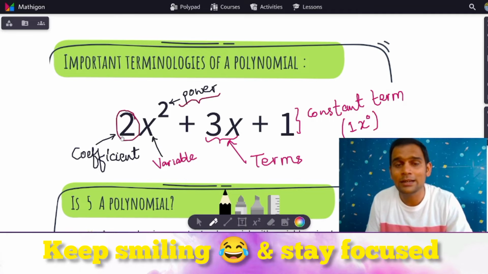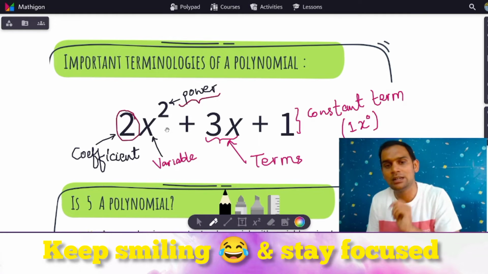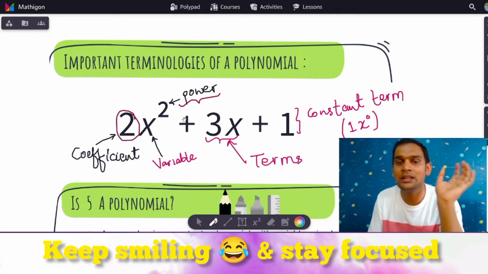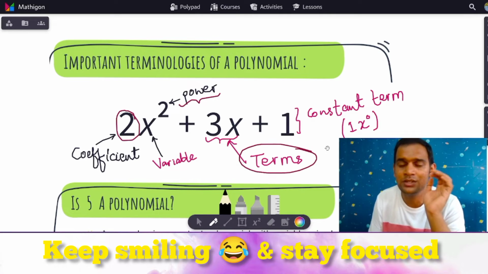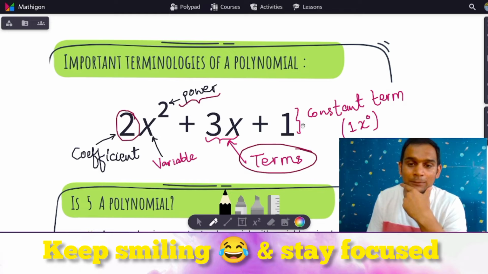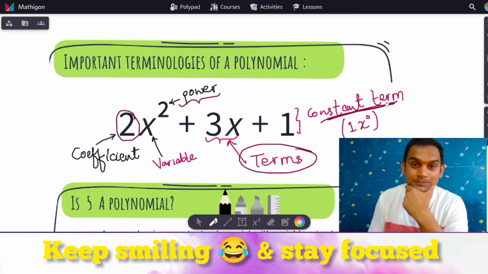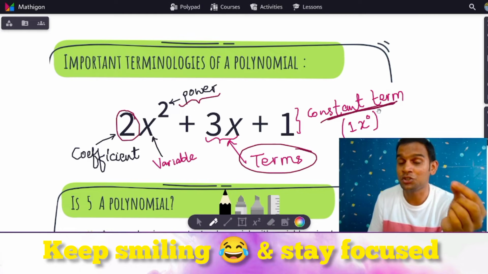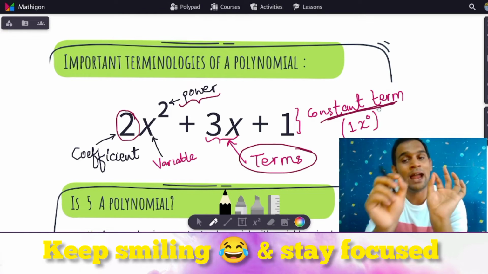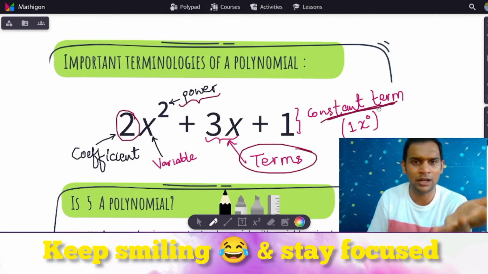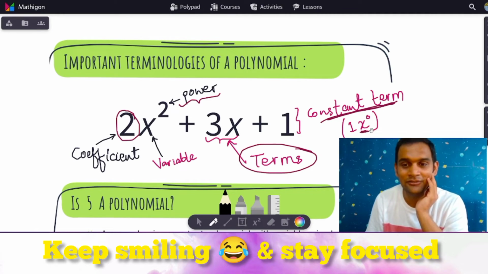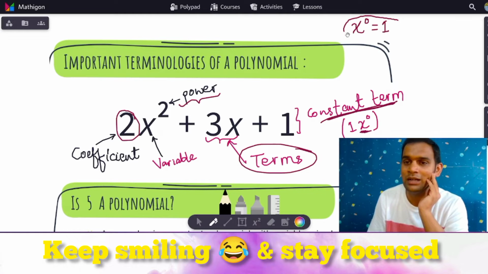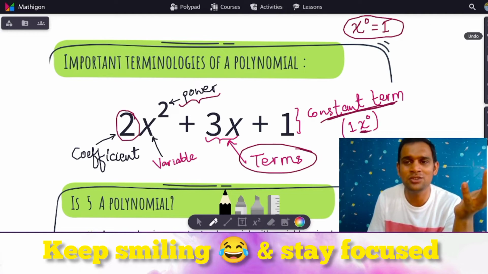So all the variables and constants which are multiplied together and separated by addition or subtraction are called terms. And obviously the final one is called the constant term. Now, constant term, I discussed just now that a term is a variable and a constant multiplied or divided together. 1 does not have a variable, but obviously it has a variable in the form of x to the power 0. We already know one thing, that any number to the power 0 is 1.